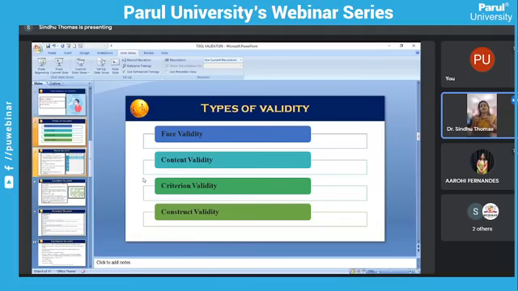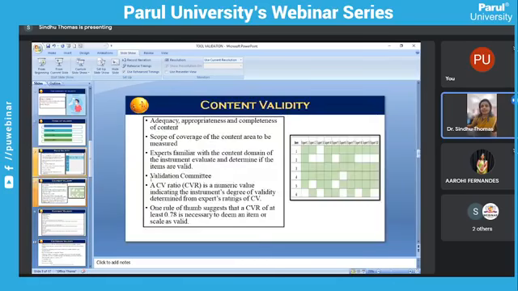Whatever hypothesis we have developed, we check whether my tool is able to assess the construct that was developed. So I came up with an example of how we can make the subscales based on the construct my tool is going to represent. Hope the validity is clear.